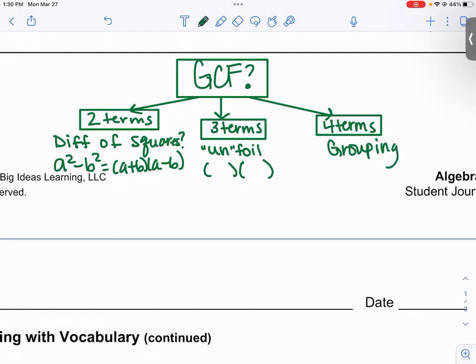But you cannot do any of those methods without checking for a GCF first. Number 1, is there a GCF? If there's one, factor that baby out. Once that's factored out, then we can continue. If there's not a GCF, then you just go straight to one of those methods.